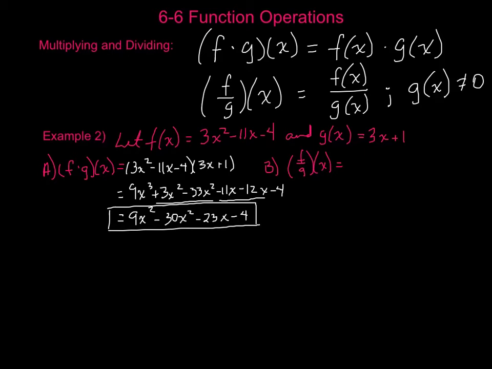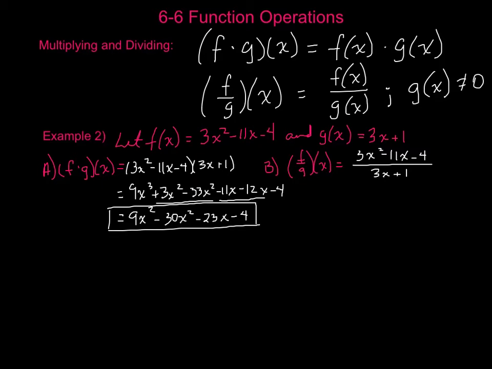Now for division, f divided by g of x is again the same thing as f of x divided by g of x. So we're going to write that out. We'll have 3x squared minus 11x minus 4 divided by 3x plus 1. Now, it'd be really amazing if we were able to factor the numerator so that one of my factors was divisible and actually could cancel out what was in the denominator. So that's what we want to try to do.